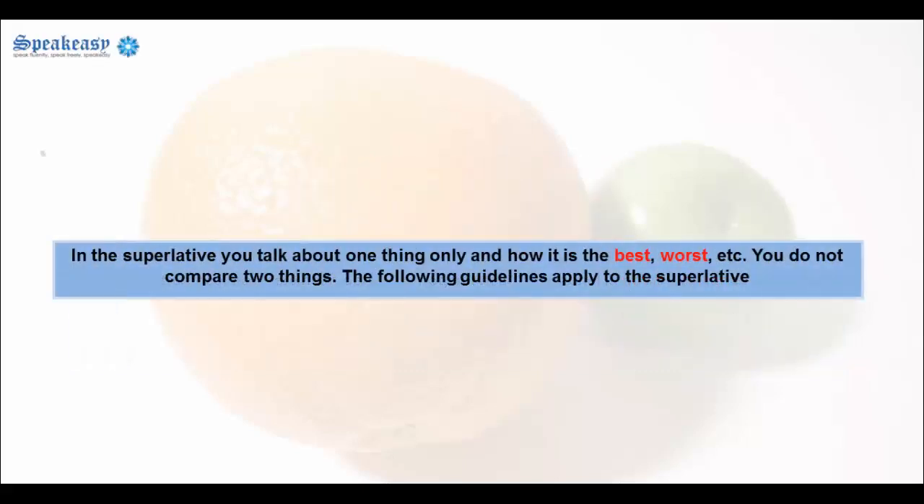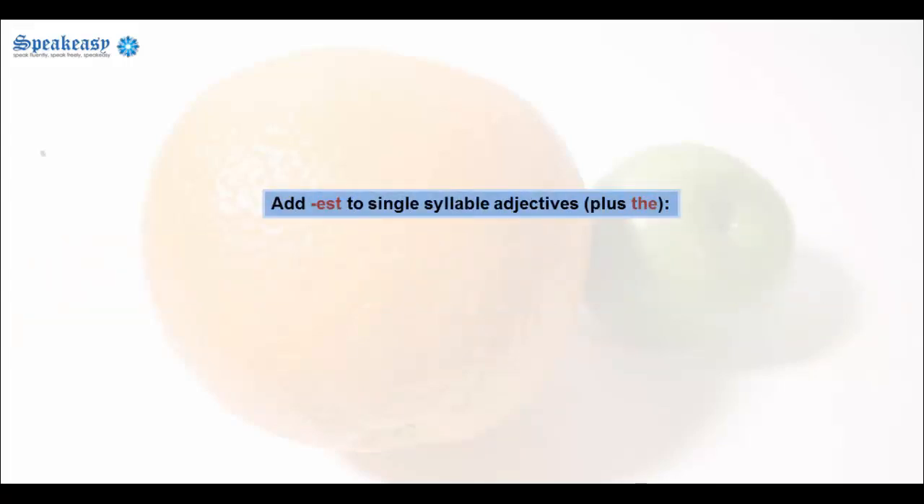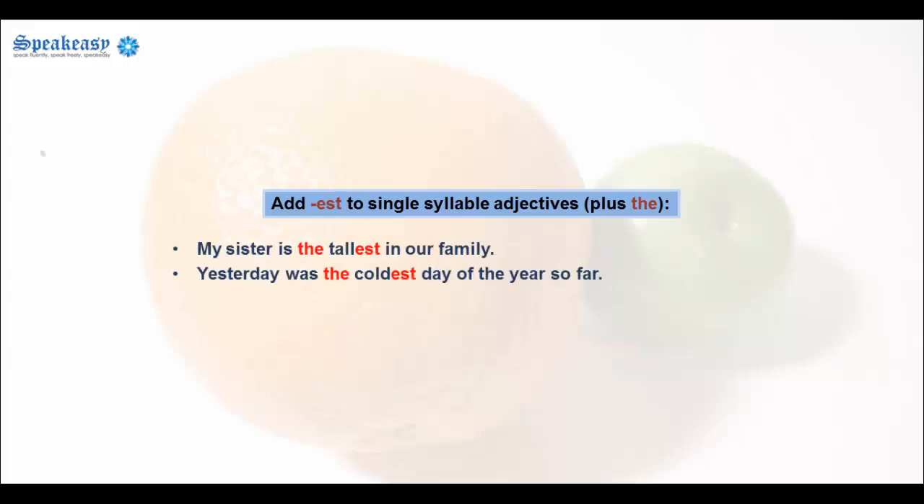In the superlative, you talk about one thing only and how it is the best or worst and so on. You do not compare two things. The following guidelines apply to the superlative. Add est to single-syllable adjectives, plus the. My sister is the tallest in our family. Yesterday was the coldest day of the year so far.